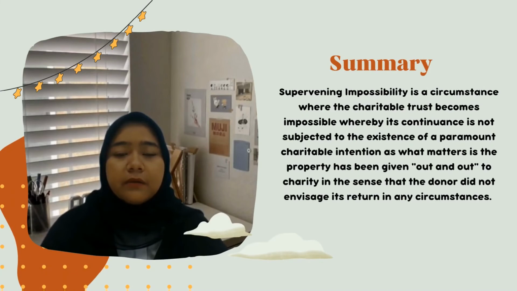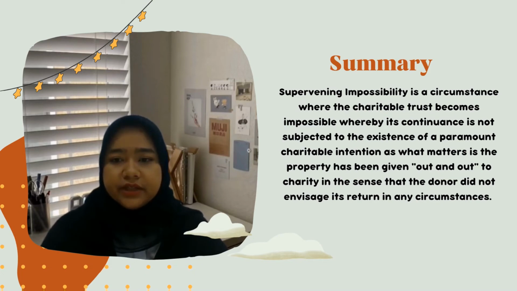Thus, to sum up our discussion on the supervening impossibility, it can be said that it is a circumstance where the charitable trust becomes impossible, whereby its continuance is not subjected to the existence of a paramount charitable intention, as what matters is the property which has been given out and out to charity in the sense that the donor did not envisage its return in any circumstances.